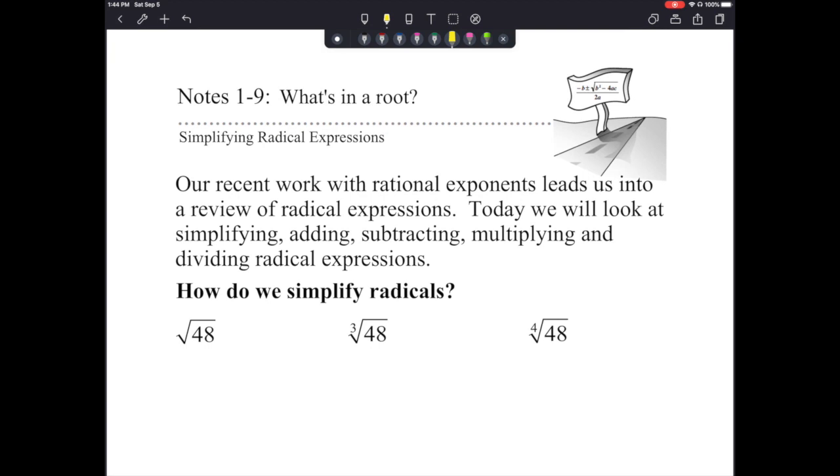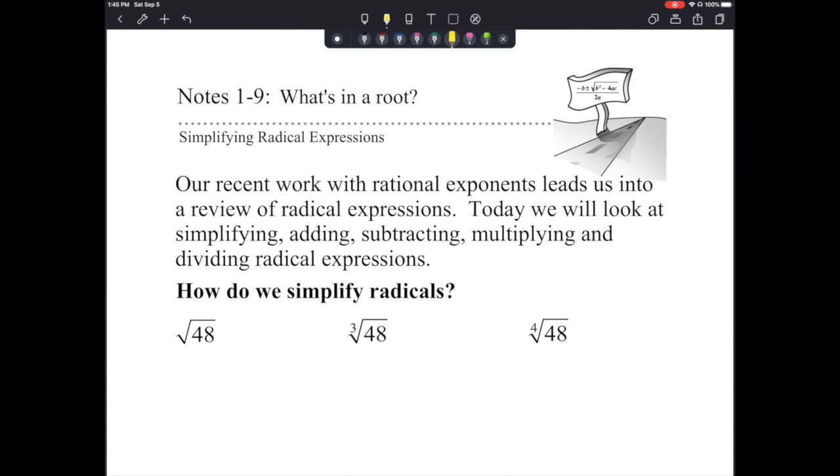It's titled, What's in a Root? Today we're going to look at simplifying radical expressions. So our recent work with rational exponents leads us into a review of radical expressions. Today we will look at simplifying, adding, subtracting, multiplying, and dividing radical expressions.